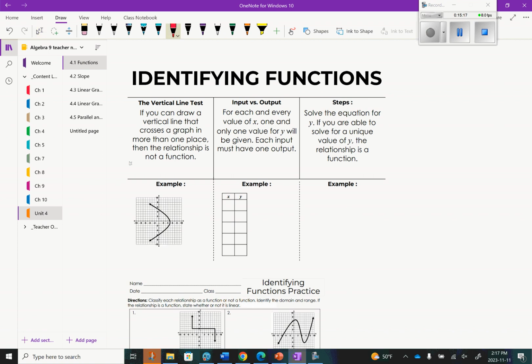So for this example, nope. That fails the vertical line test. It is not a function.